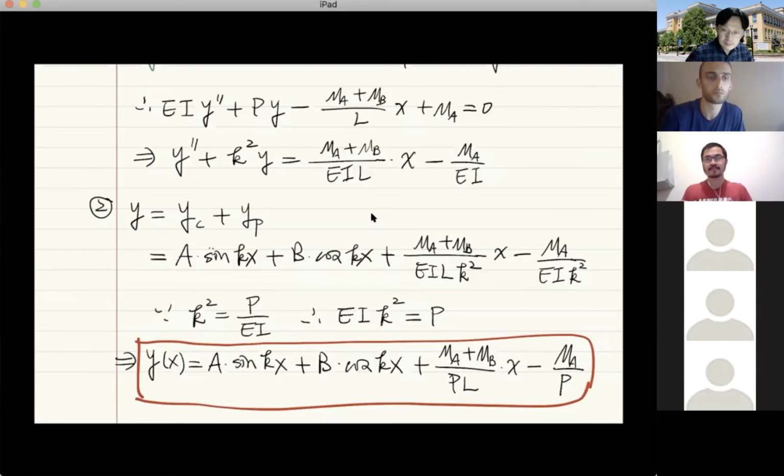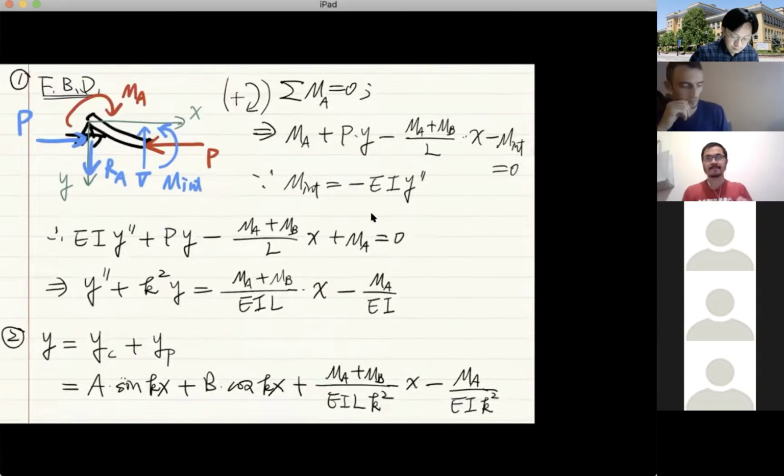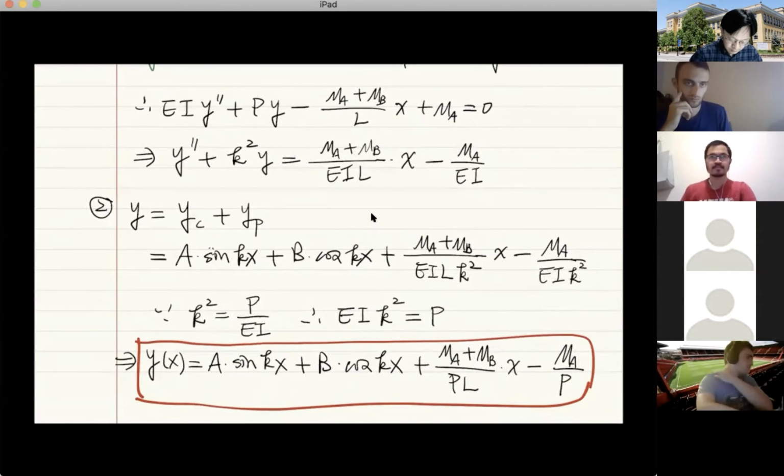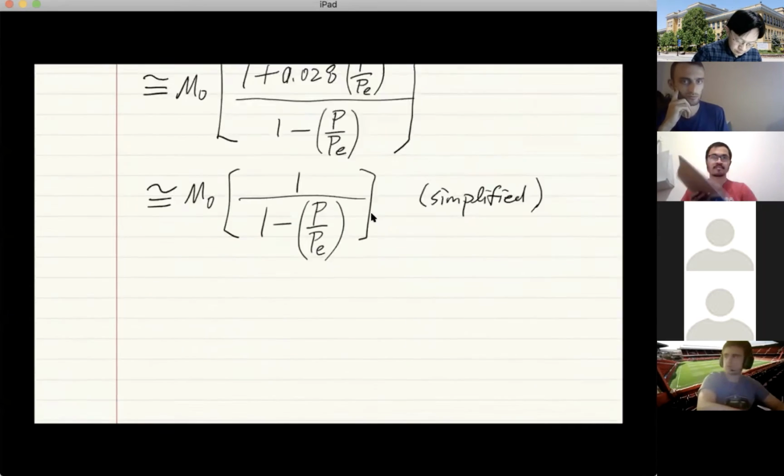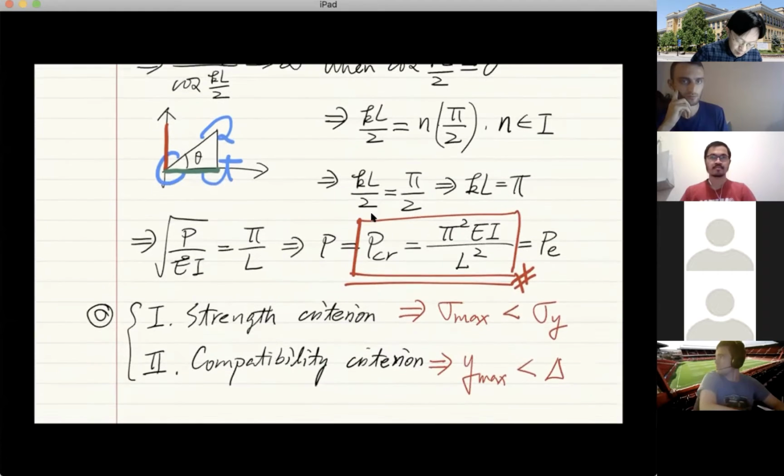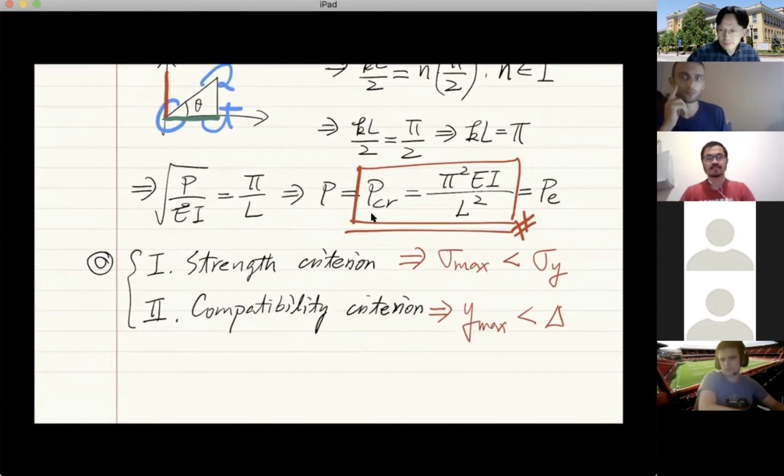Professor, I have a question. Please. At the bottom of page 48, you have max deflection is less than delta. I was wondering what delta was. Delta is a design value. Like sigma y is the material strength, delta is your design criteria. And Y max is the case when you consider certain load combinations. Okay, thank you.